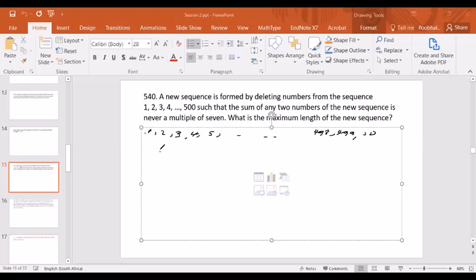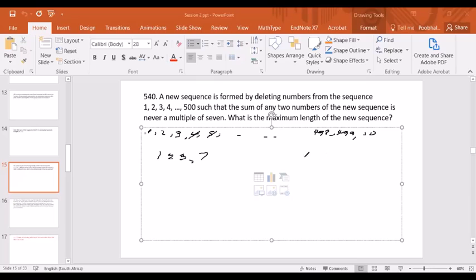So I can retain 1, I can retain 2, and retain 3. But I can't put in 4. The 4 plus 3 is 7, so this thing has to be eliminated. I can't put 5 because 5 plus 2 is 7. And I can't put 6 because 6 plus 1 is 7. But mind you, I can put 7 because 7 plus none of these numbers is a multiple of 7.